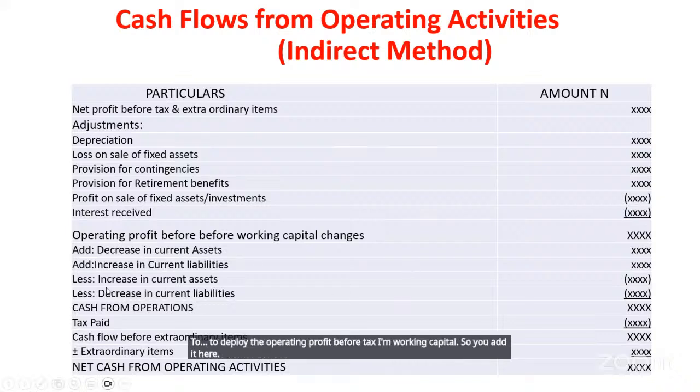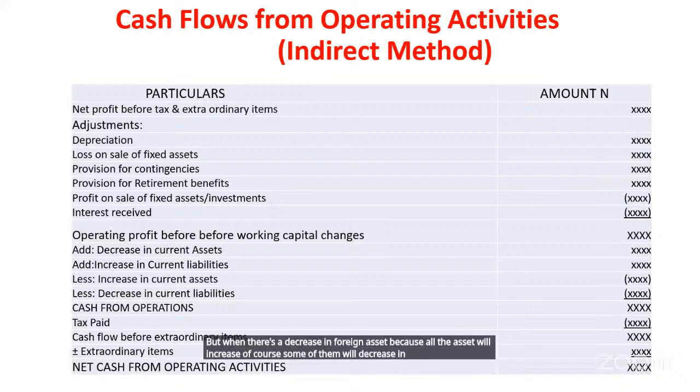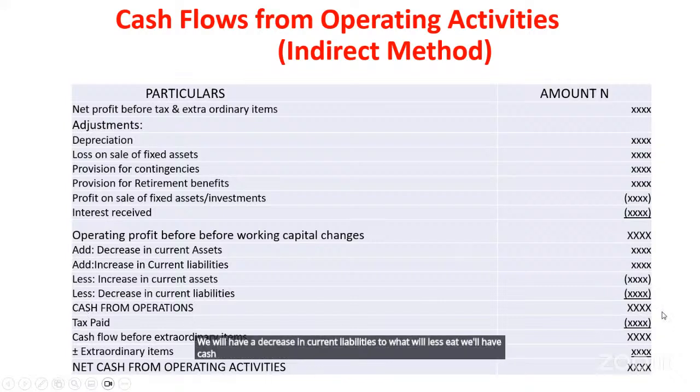But when there's a decrease in current assets, because some of the assets will increase, of course, some of them will decrease in value. So when there's a decrease in current assets, we will subtract it and we will less it. Well, when we have a decrease in current liabilities, we will less it. We will have cash from operations. That is, after making this adjustment, we have what we call cash from operations.